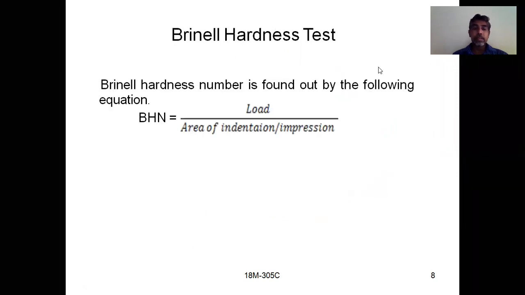See here. So what is BHN? BHN is nothing but Brinell hardness number. So Brinell hardness number can be found out by using this equation. What is that equation? Load by area of indentation or impression. So how much load you are applying? And what is the area of indentation? So how will you get this area of indentation? Because we know the diameter of the indentation, that is small d, and you have the diameter of the steel ball. From that, you will find out the area of the indentation.